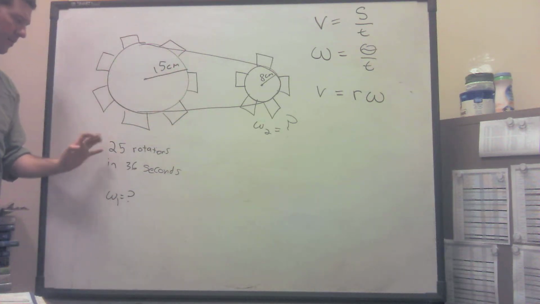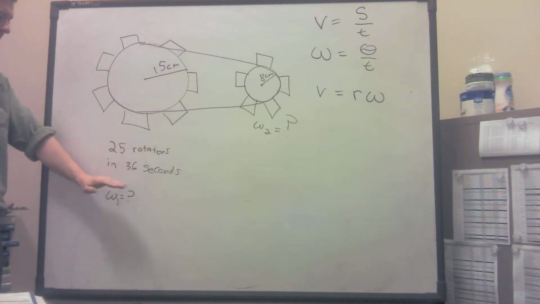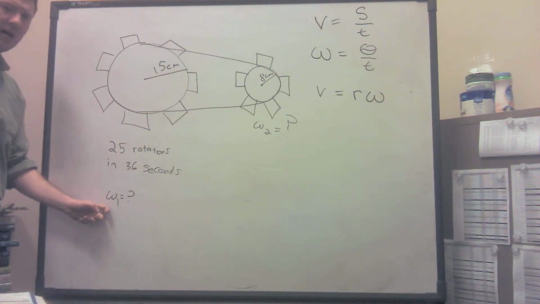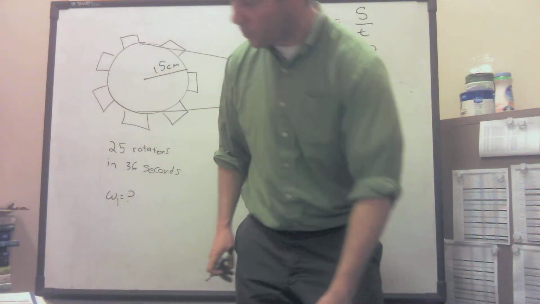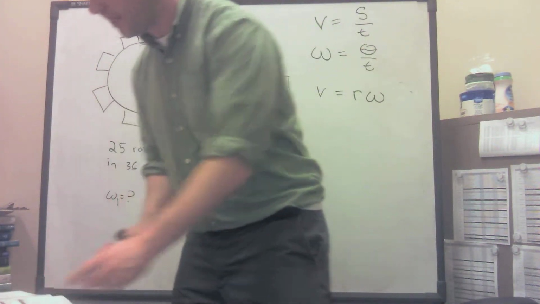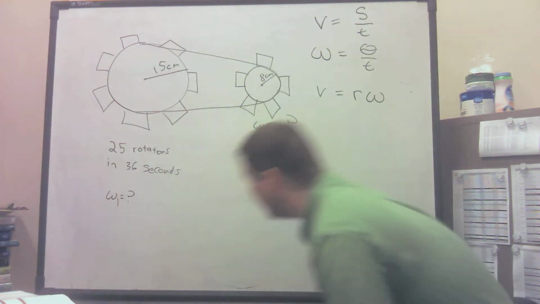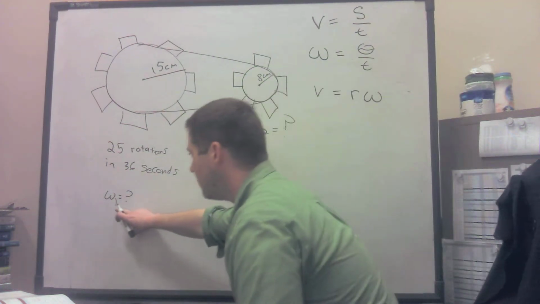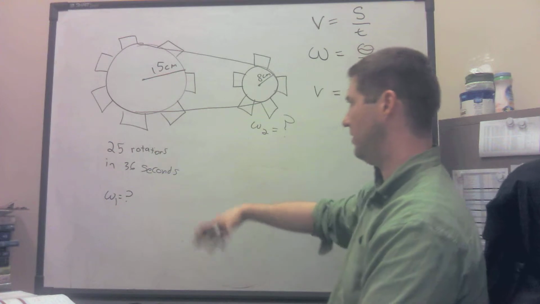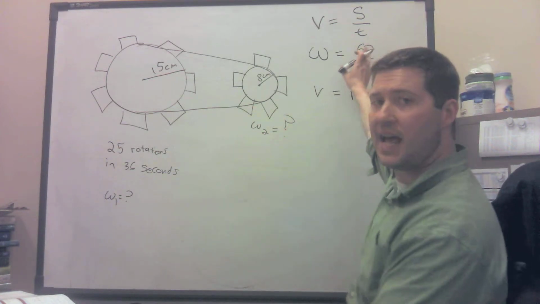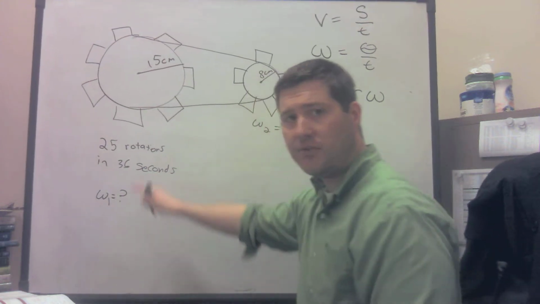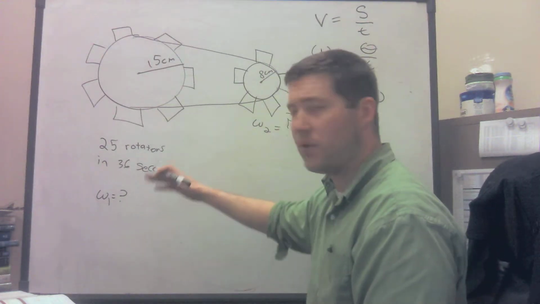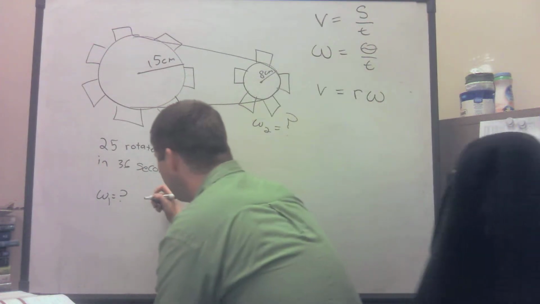So first off, from the relationship between the rotations and the amount of time, we can come up with that angular speed. The question asks me to find the angular speed of each of these two gears. So what is my first one? I've labeled it omega 1 for the first one. Well, that's just the angle I've gone through in a given amount of time. I've gone through 25 rotations. Each rotation is 2 pi.